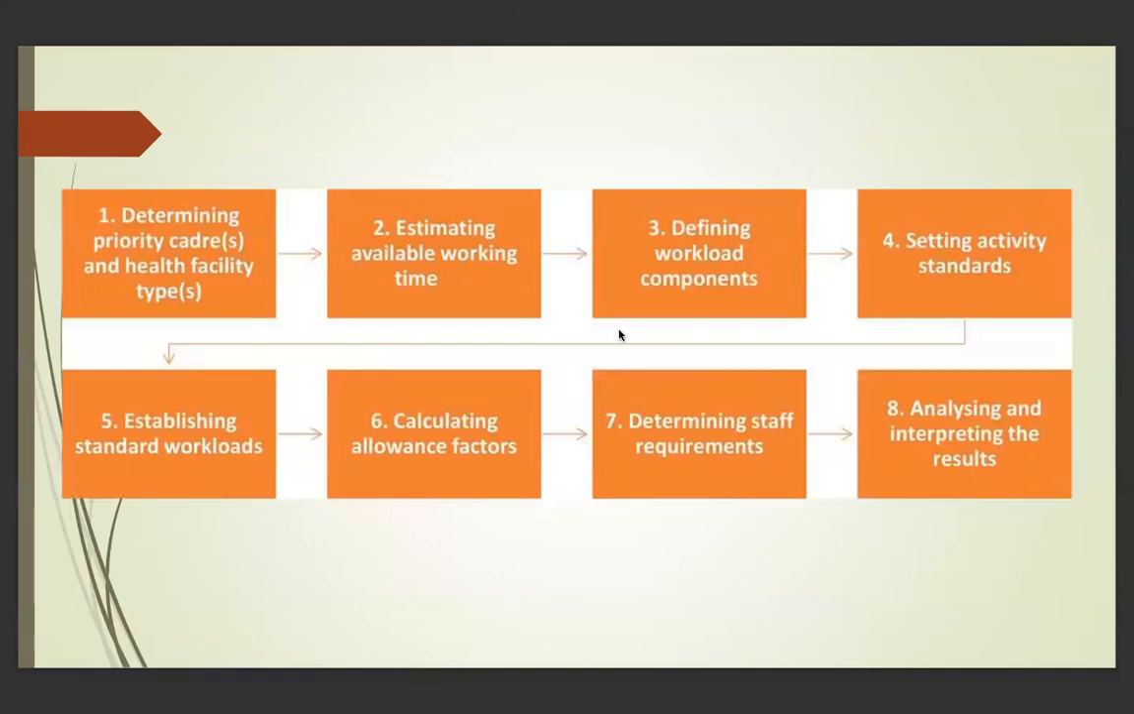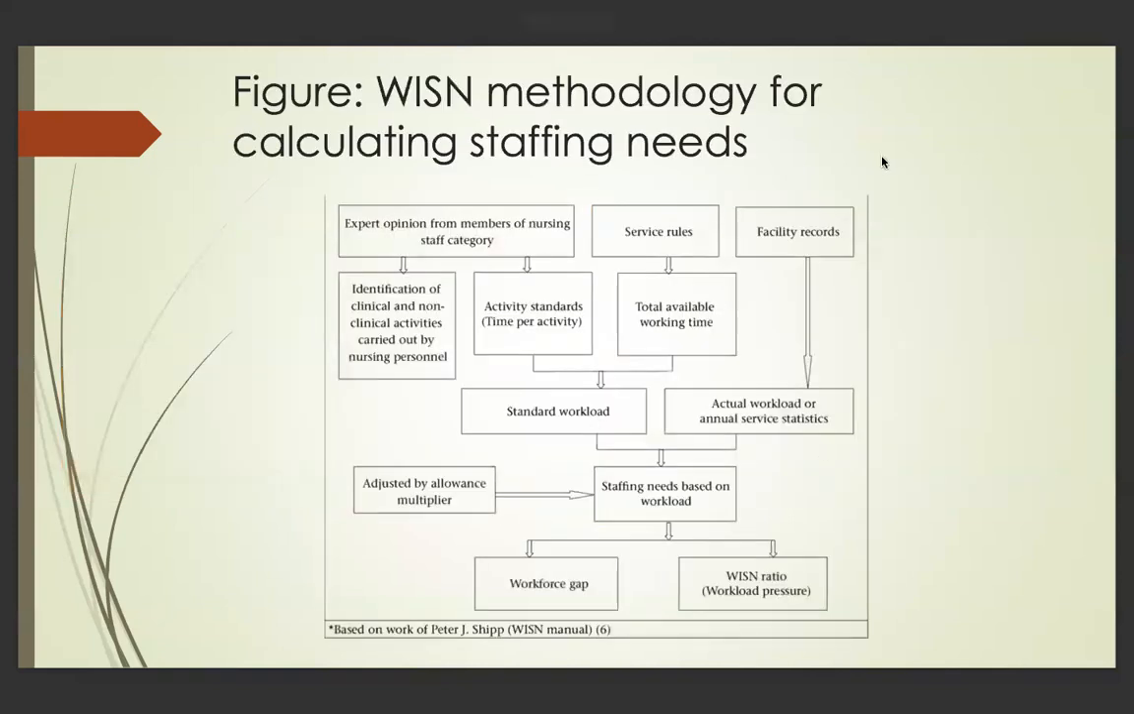See, here we again understand the steps. And the eighth, you need to know that after determining the staff requirements, we must know how to analyze and interpret the results. In this figure, you can understand the Wyzen methodology for calculating staffing needs. So basically, we have to understand that the two important components of the calculation must be there for any Wyzen ratio: the standard workload and actual workload or annual service statistics. So then we would be getting the Wyzen ratio.